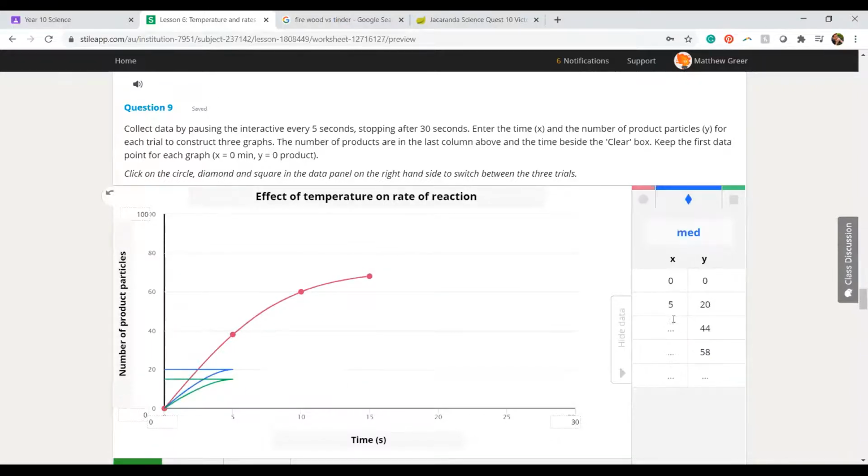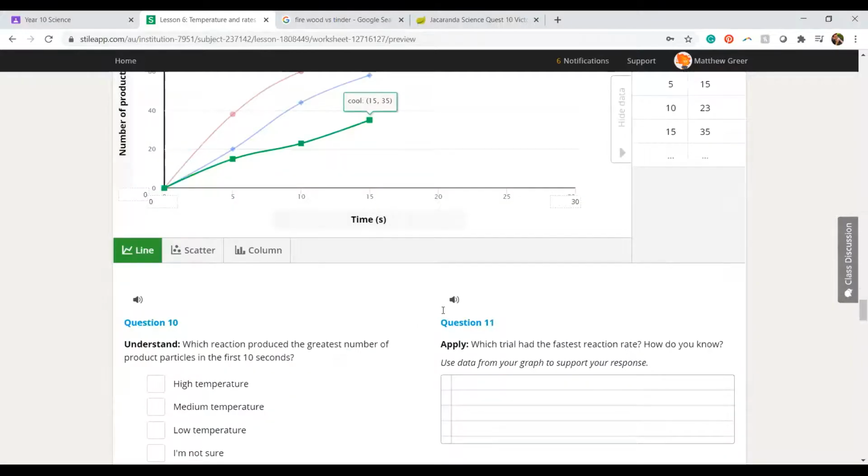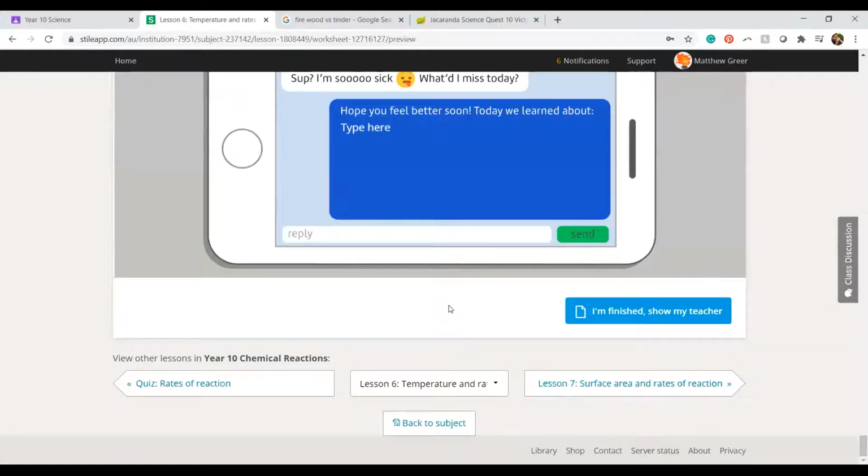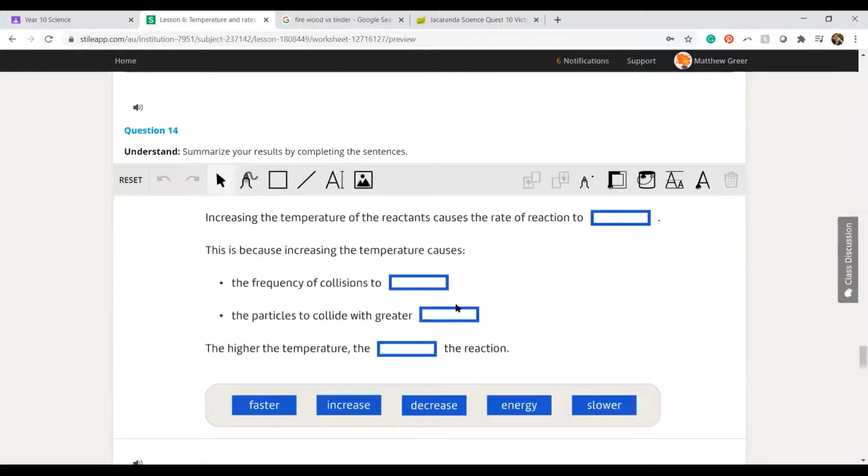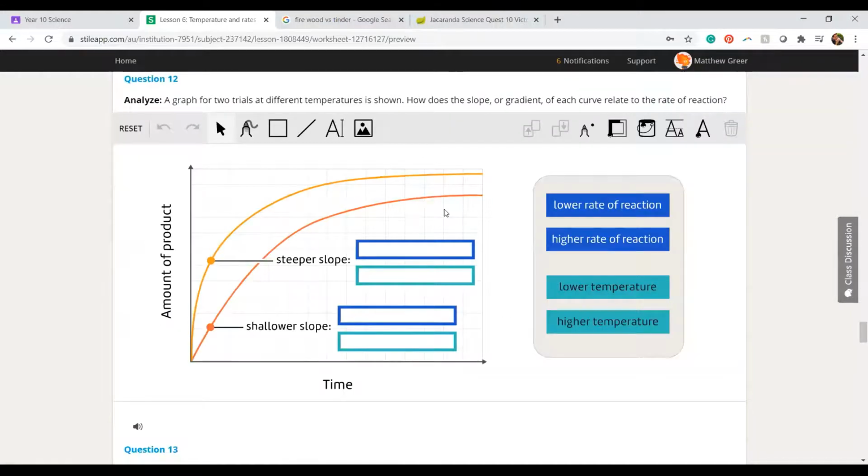The reason why these aren't plotting is because I haven't done this: 10, 15. What you should be able to see is that this one will curve up, but then it will sort of flatline. The reason they go flat is because they run out of reactants. When they run out of reactants, they can't keep reacting.